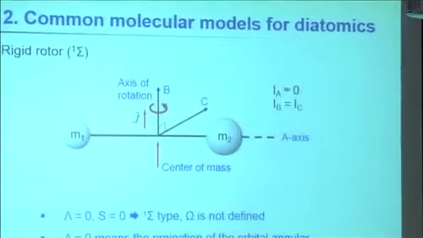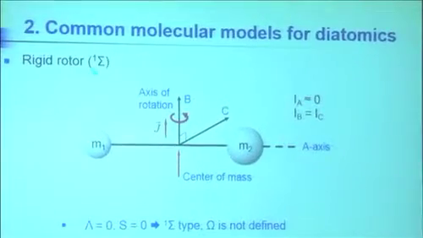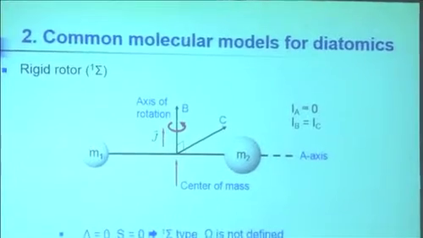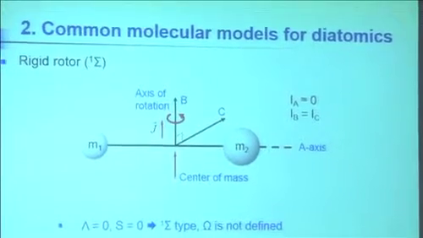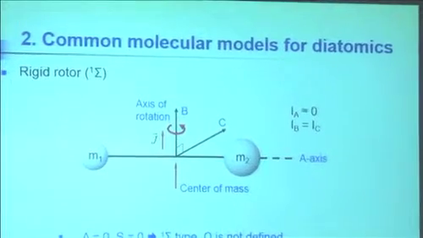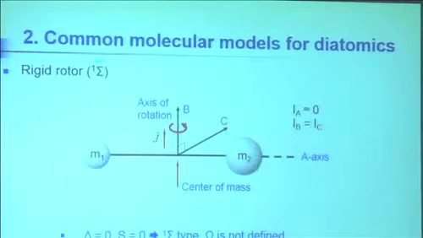The rigid rotor, a 1 sigma. So if I look in the JANAF tables or Herzberg and ask what are the electronic properties of the ground state of CO, you'd find out it's a 1 sigma state. And that means that we could represent the molecule like this. We have the usual A axis. We have the perpendicular B axis equal to the C. We have to worry about the rotation of the nuclei about B, but there's no electrons in the problem.